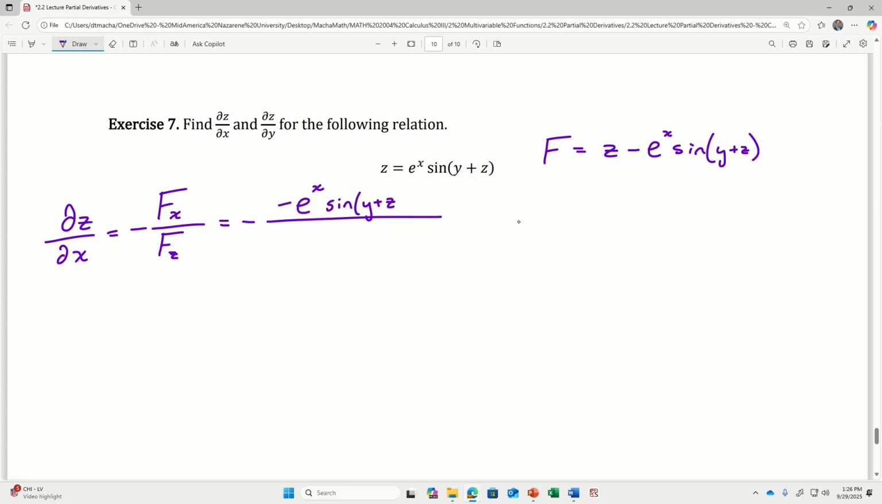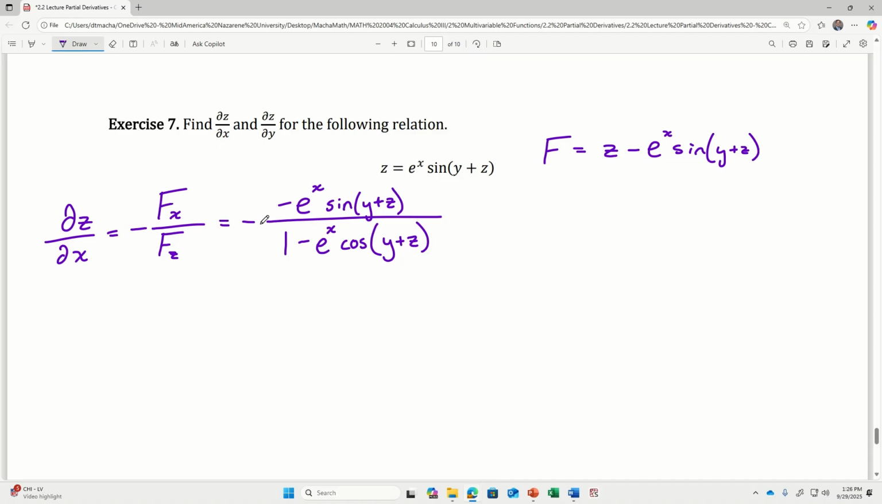Remember, we're pretending that y and z are constants. So sine of y plus z would just be a constant multiplier, so it goes along for the ride. And then take the partial of capital F with respect to z, and we get 1 minus e to the x times cosine of y plus z. Don't need to use product rule because e to the x is a constant, remember? So easier than you think.